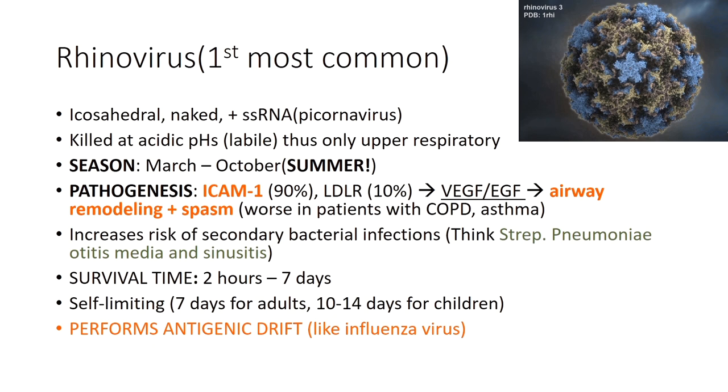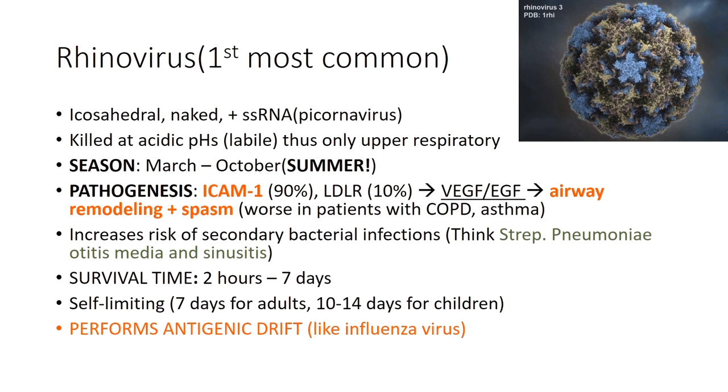The survival time and self-limiting, yeah, okay, that's not that important. But performing antigenic drift is very important. This is something that influenza virus can do, and this is something that rhinovirus can do. So antigenic drift is just small mutations in the amino acids or the antigens you're presenting out on your surface. And this is an evasion tactic that they have from our immune system. And so our immune system has to keep creating different antibodies as far as our serum goes, IgG, right, in order to have any sort of immunity to these guys.